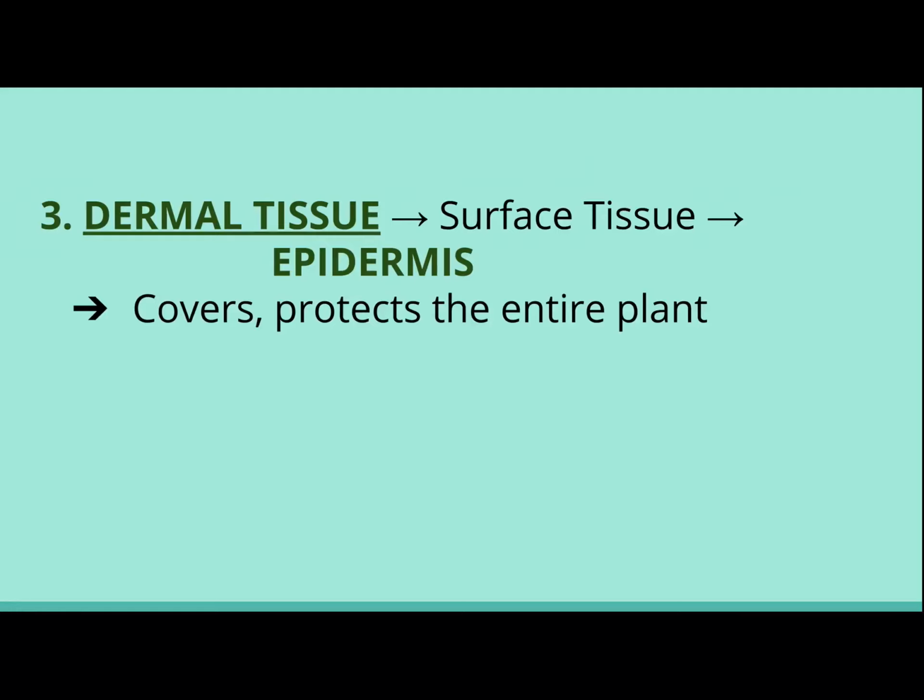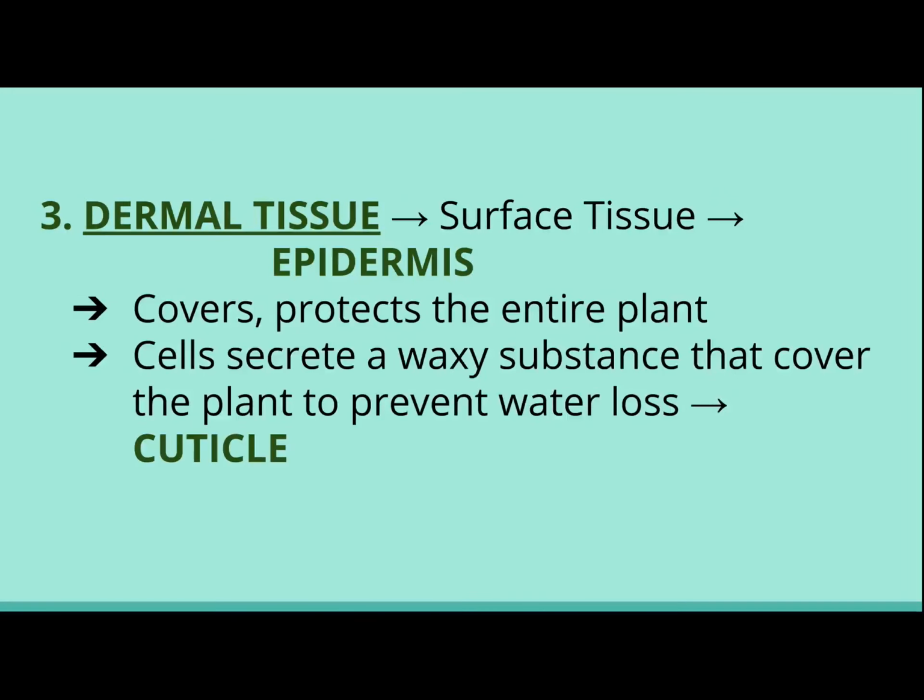Now, in the first video, we talked about how plants are covered with this waxy substance called a cuticle, and that's that shiny stuff that makes it feel smooth. Well, it's the cells of the dermal tissue that produce the cuticle. So these cells secrete the waxy substance that covers the plant to prevent the water loss. And that's the cuticle.